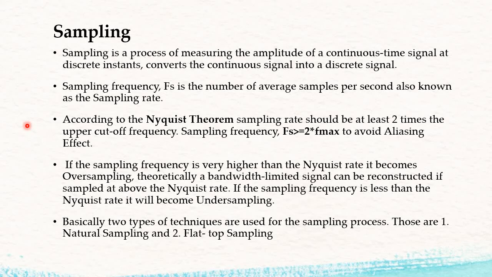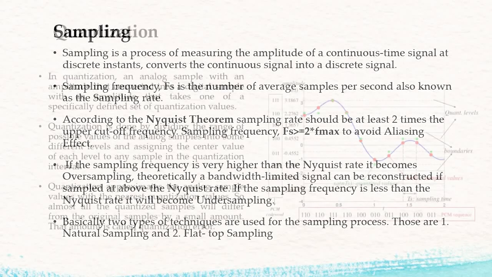Now the sampling frequency Fs is the number of average samples that are present, known as the sampling rate. According to the Nyquist theorem, the sampling rate should be at least twice the cutoff frequency, that is, Fs should be greater than twice Fm to avoid the aliasing effect. If the sampling frequency is much higher than the Nyquist rate, it becomes oversampling. Theoretically, the bandwidth limited signal can be reconstructed if the sampling is above the Nyquist rate. Basically, we have 2 types of sampling, natural sampling and flat top sampling.